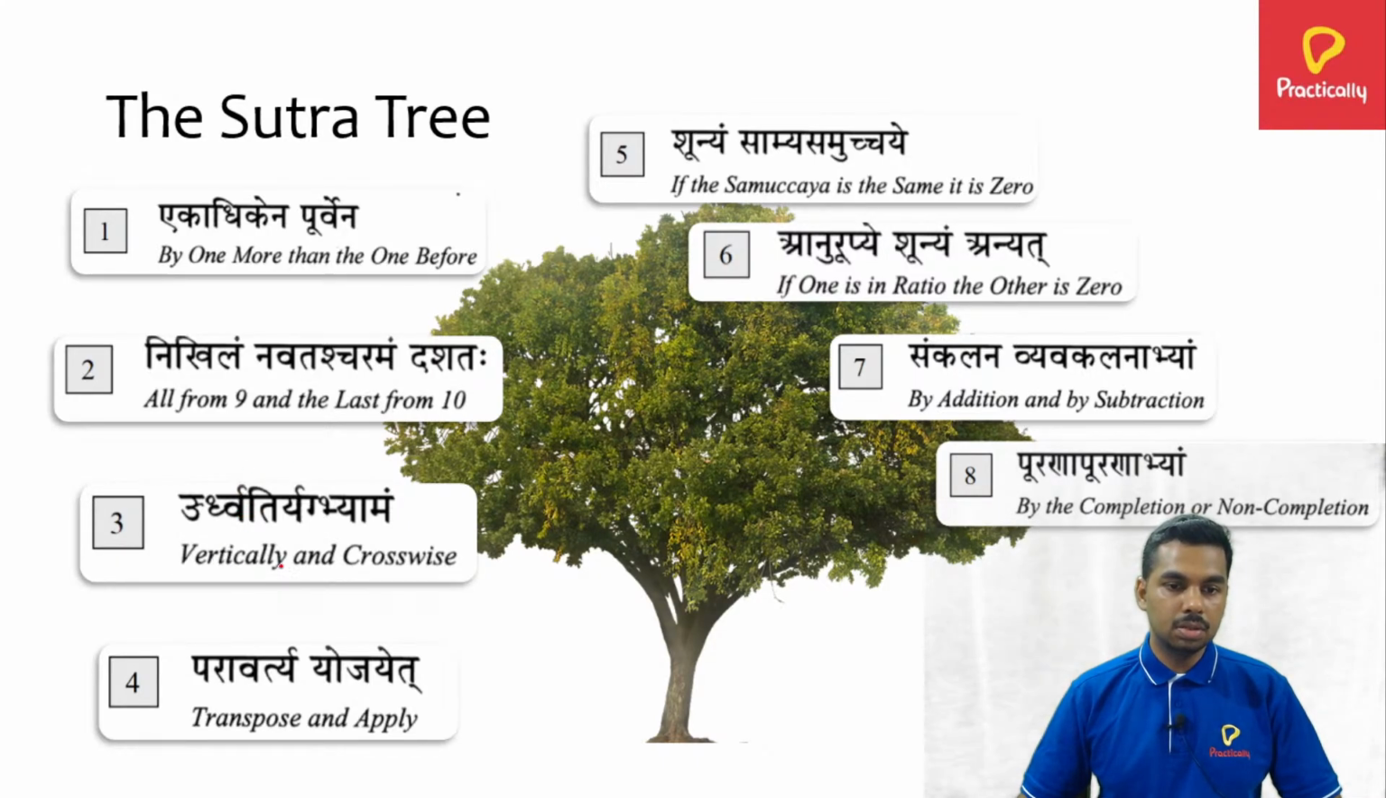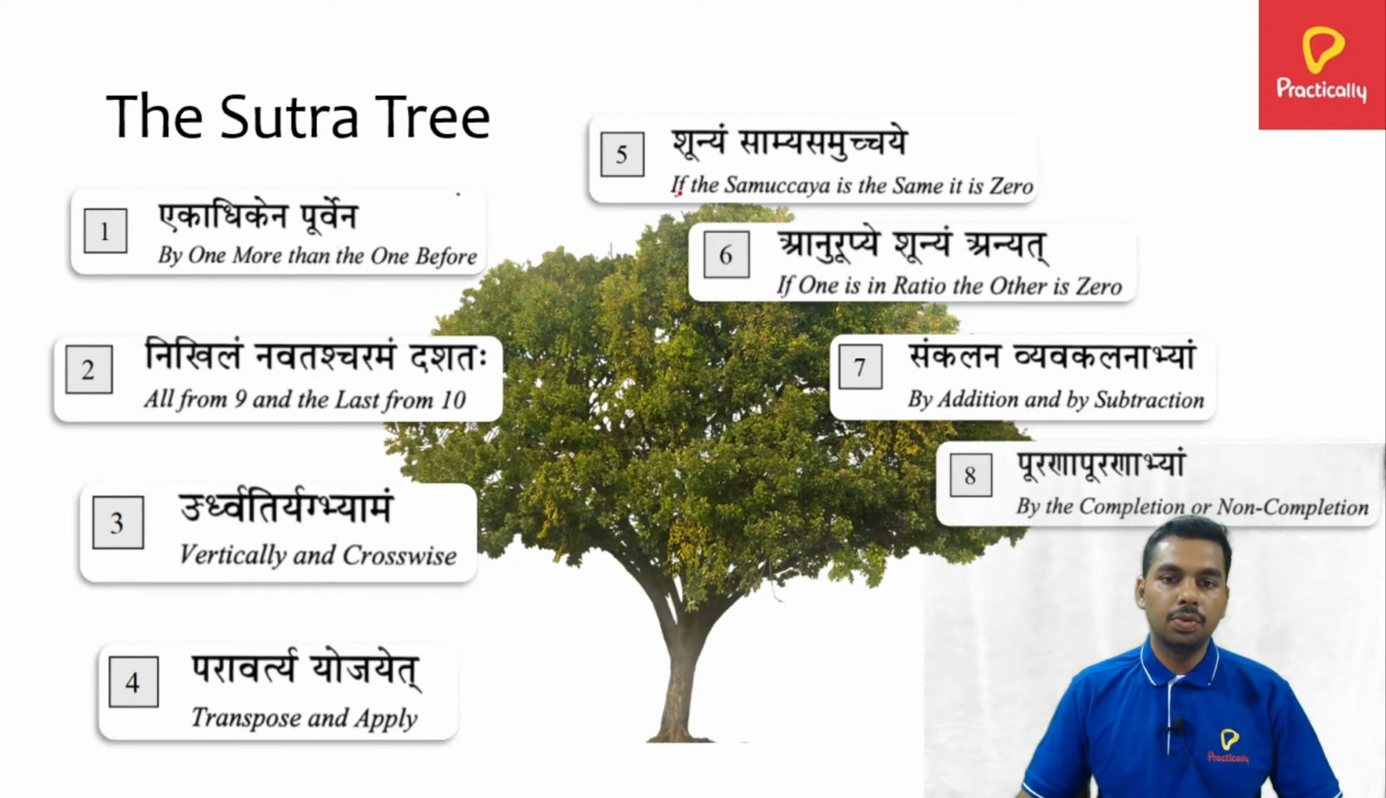The third sutra is very commonly used for multiplication problems. We learned how to do general multiplication using this particular sutra. It is also known as Urdhva Tiryagbhyam. Urdhva means vertical, Tiryagbhyam means the crosswise direction. Now the fourth sutra is sometimes called the vinculum method or the bar number representation. It is known as transpose and apply, that's why the name Paravartya Yojayet. You have to transpose or invert it and then apply.